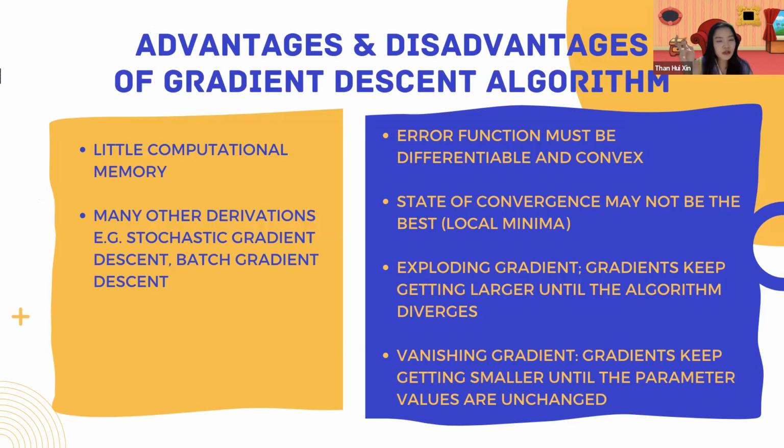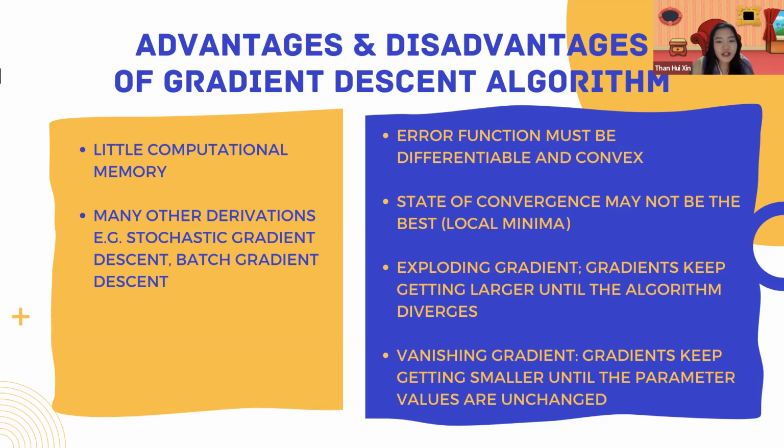Now that I mentioned all that, let's talk about the advantages and disadvantages of gradient descent. Firstly, the good thing is that it doesn't use that much memory. There are also a lot of other variations like stochastic gradient descent and batch gradient descent, and as I mentioned earlier, other than Adam, there are a lot of other optimizers you can use. But there are also disadvantages.